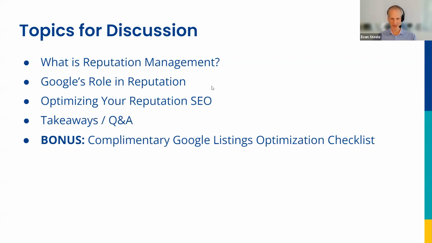And then at the end, we actually have a Google Listings optimization checklist, which is really cool. It's very detailed, and there's a lot of checkboxes, but if you follow it, you really maximize your reputation SEO and make your listings perfect.